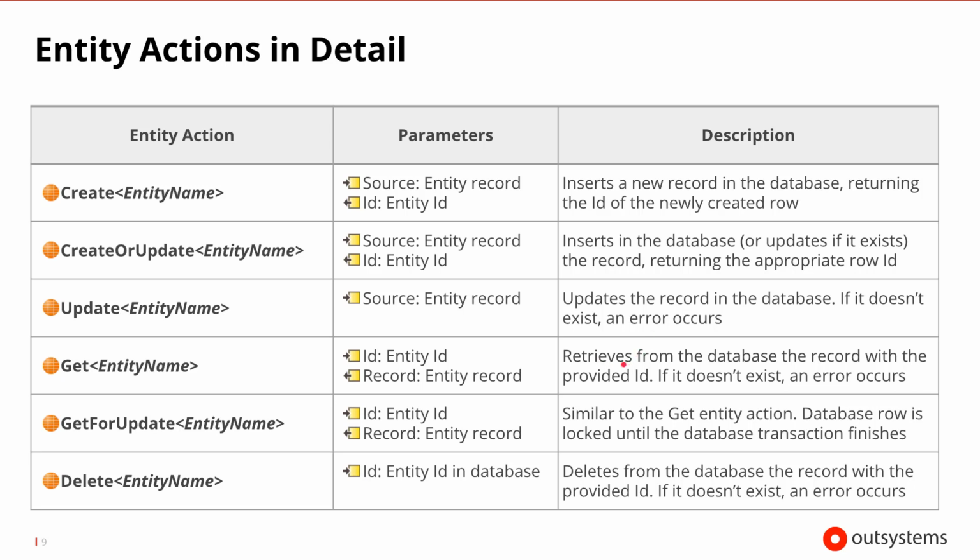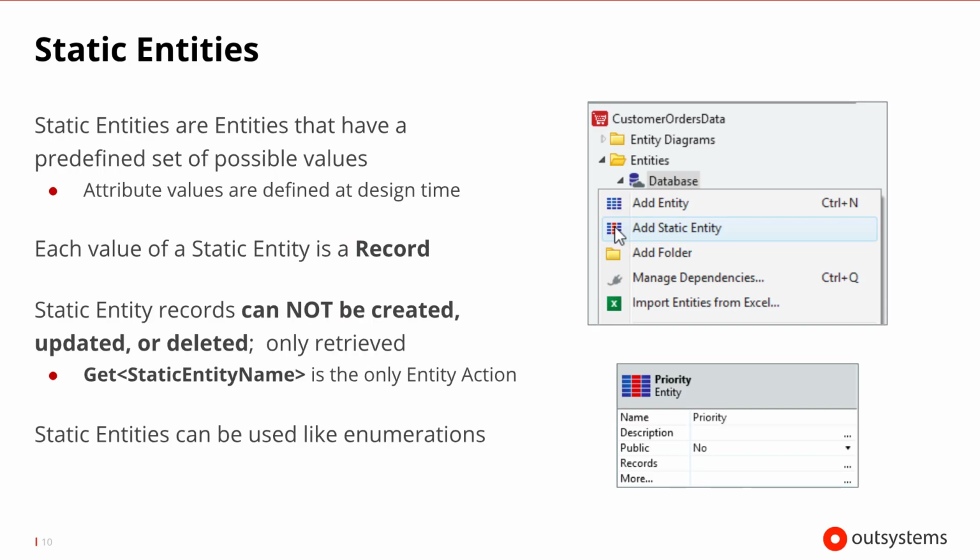Gets will do the retrieve. The get for update will actually get something out of the database, but it will lock it until the database transaction is finished. So we can kind of hold on to a value and make sure no one else changes it until we do. And then there's also the delete. So you can review the entity actions here in a little bit more detail to understand all the inputs and outputs and exactly what each one of these does, but they generally do what you would think they would do because their names are pretty descriptive.